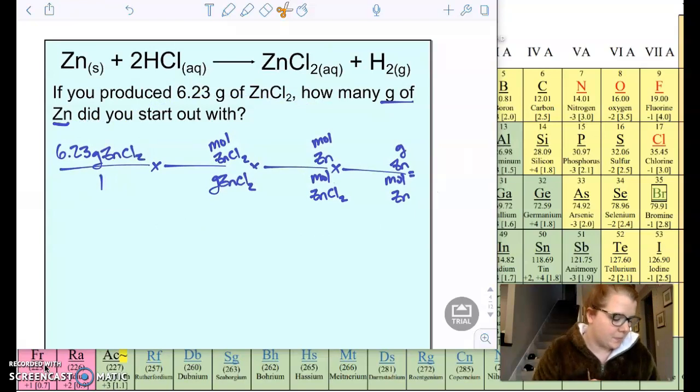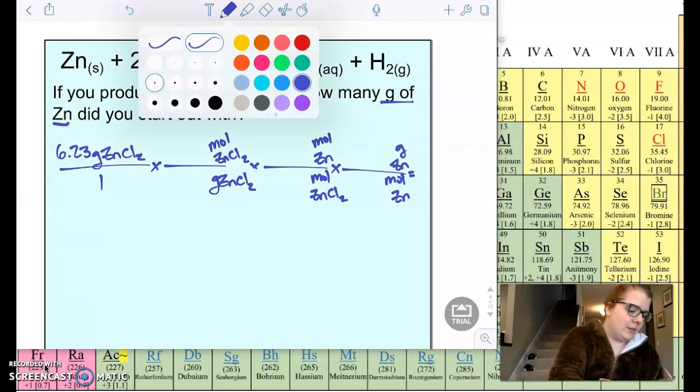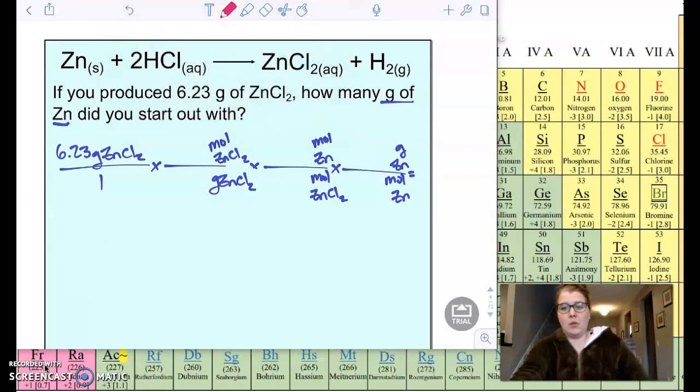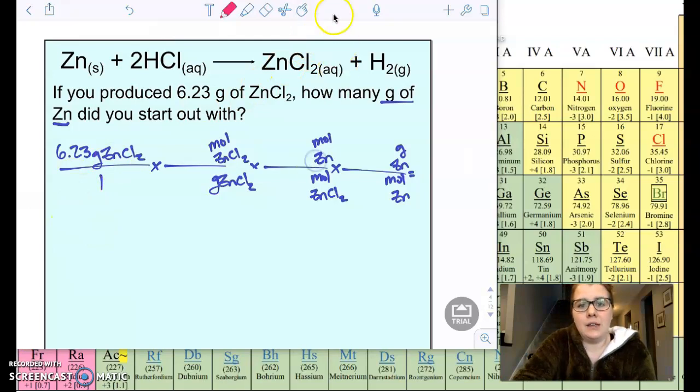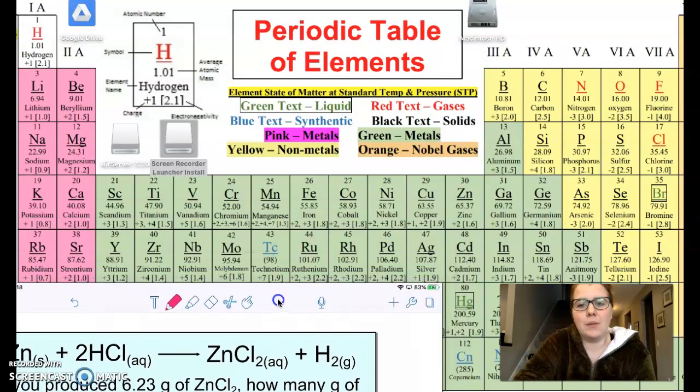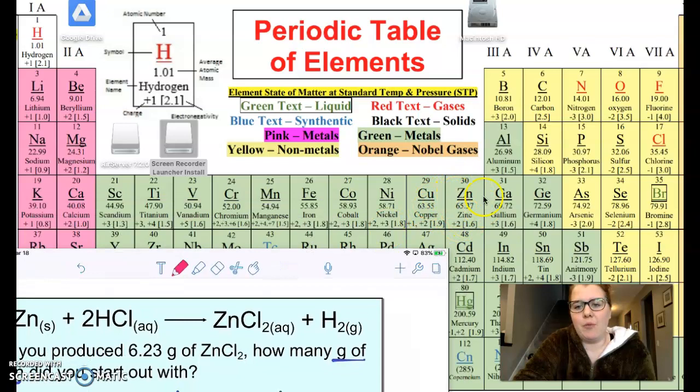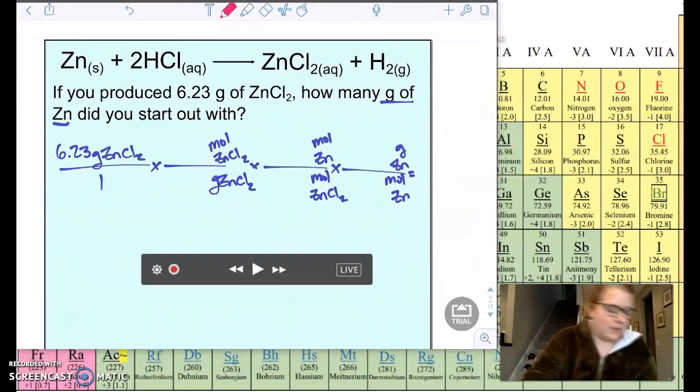All right. Next is filling in the values. For molar mass, we're going to get these values from the periodic table. And for mole ratio, we're going to get our values from the coefficients. So let's go ahead and do the molar masses first. So the molar mass of zinc chloride is going to be the molar mass of zinc, which is 65.37, plus the molar mass of 2 chlorines, which is 35.45. So let's go ahead and write these down.